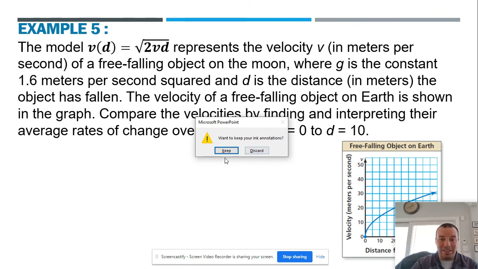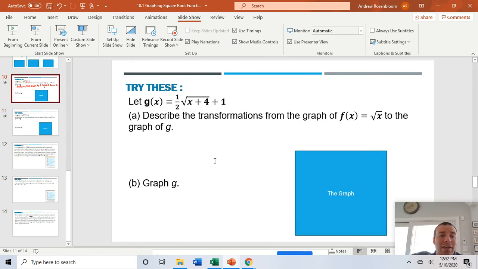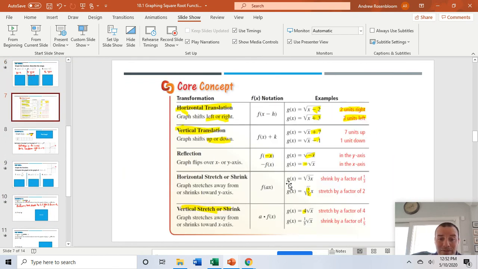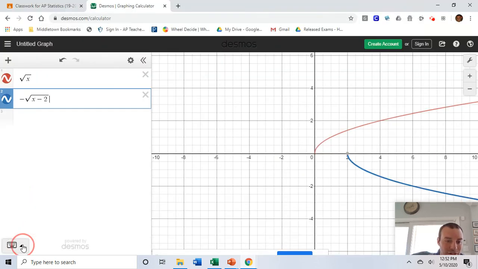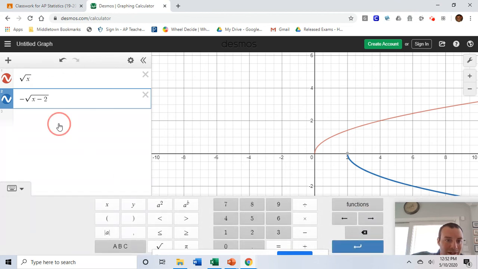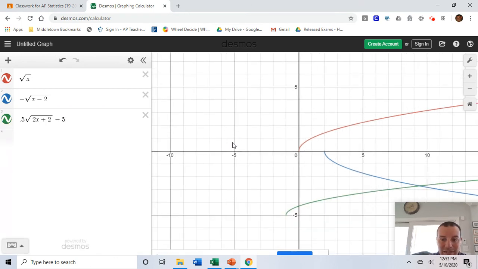So again, key things as you're doing this unit and this lesson: make sure that you know your translations and you're good with the different types of vocabulary here. And make sure that you're using Desmos as you're doing that. To get those square roots, you just click on the little square root tab there. And again, we could see different types of things. Like if I wanted to do 0.5 and then a square root of, let's put a 2x in here, and then +2 and then -5 on the end. You can see all the different things that are happening with a graph such as that.